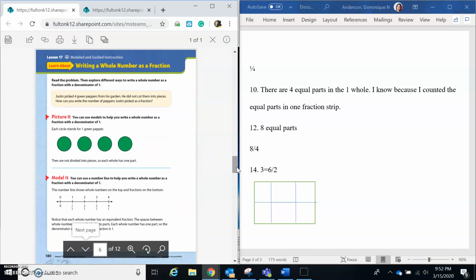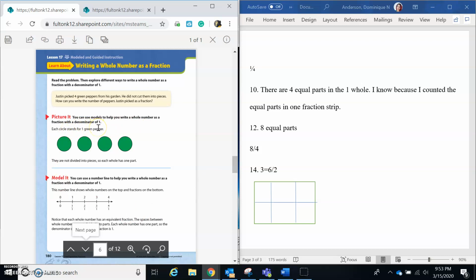Alright, here's another one. This is great, guys. We're doing awesome. Justin picked 4 green peppers from his garden. He did not cut them into pieces. How can you write the number of peppers Justin picked as a fraction? Alright, so now he just has 4 whole peppers. He didn't cut these into 4 equal parts. He has 4 peppers. So it says you can use a model to help you write a whole number as a fraction with a denominator of 1.